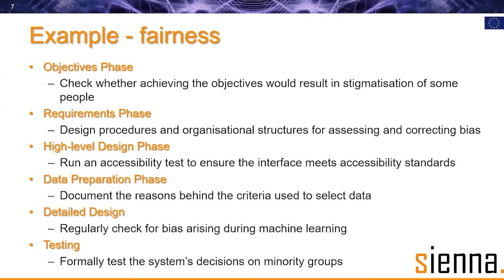And then finally, one of the ways of testing for fairness when you come to finish your product is to literally test the system's decisions on whether it's affecting people in minority groups. This is particularly important, for example, in facial recognition. We know that facial systems often are less effective on people with darker skin than with pale skin. So we would ask that those sorts of things are tested for as part of the testing regime.